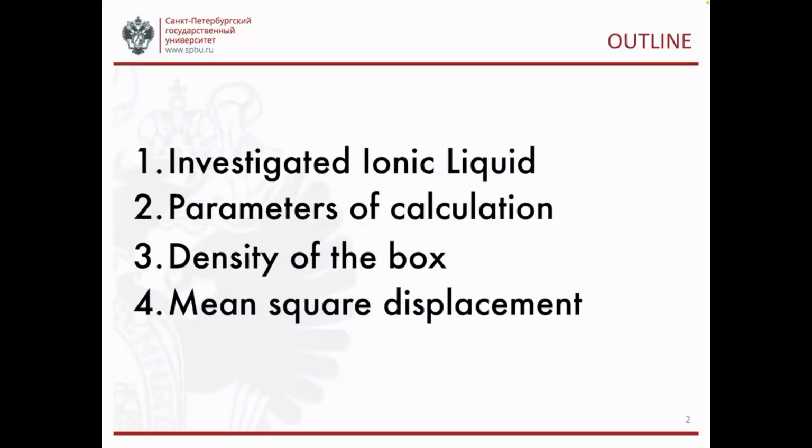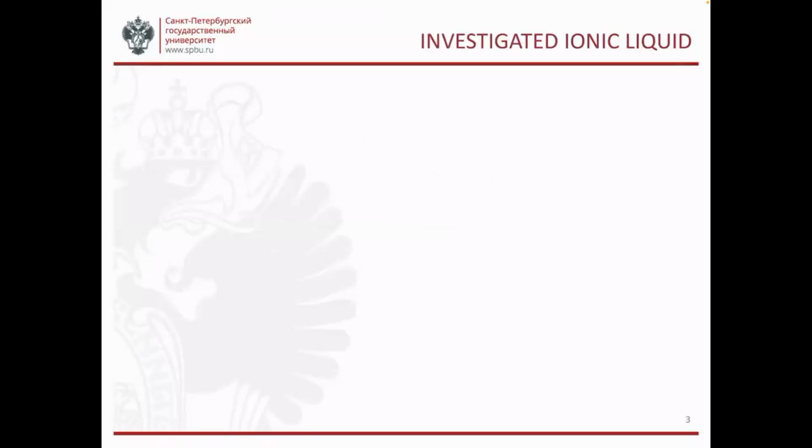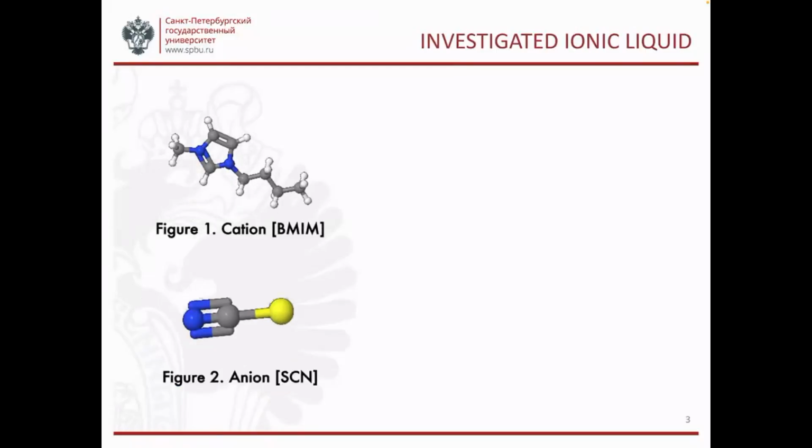So let's start. Ionic liquids are room temperature molten salts. They have several advantages which make it possible to use them in new current sources. The purpose of this study is investigating the ionic liquid butyl-methyl-imidazolium thiocyanate. This ionic liquid was selected because experiments were provided to determine the physicochemical properties. So in figure 1, we can see cation butyl-methyl-imidazolium, and in figure 2, we can see anion thiocyanate.